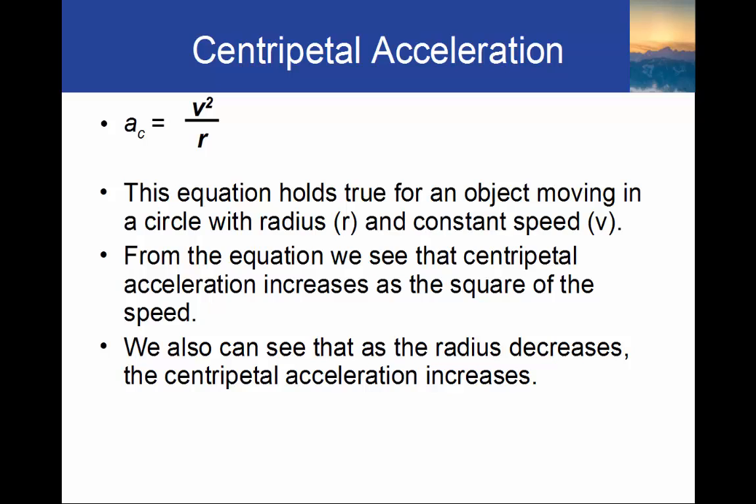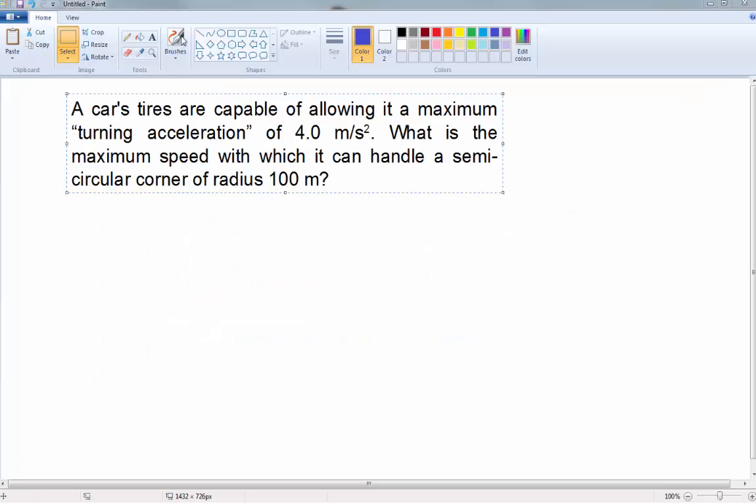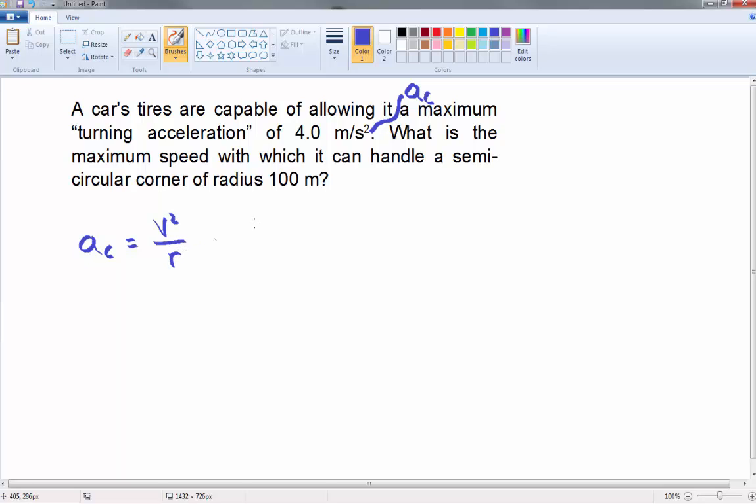So to return to the question that was asked here, you have a car's tires. It's capable of allowing a maximum turning acceleration of 4 meters per second squared. So this is basically the centripetal acceleration. Again, we're using centripetal acceleration is speed squared divided by radius. It wants to know, what is the maximum speed, that would be the v, with which this car can handle a semicircular corner of radius R, 100 meters. So we can rearrange this equation. v squared is equal to a times r. The speed squared is the centripetal acceleration times the radius. And so that also means that the speed is the square root of the centripetal acceleration times the radius.